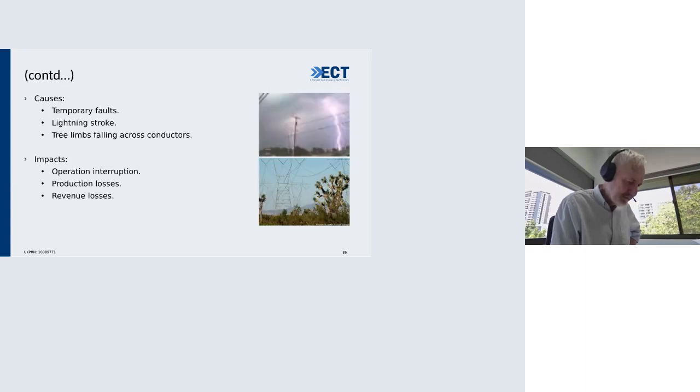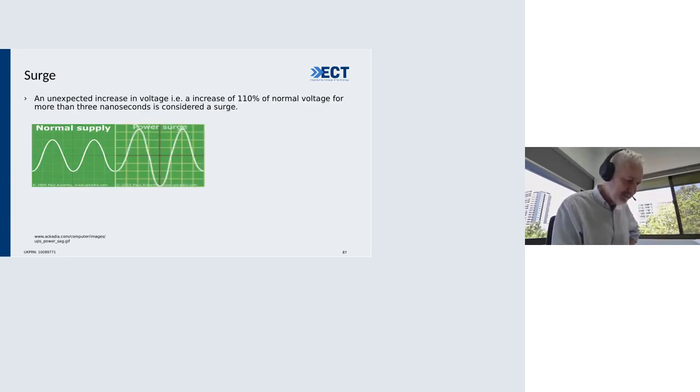Interruptions, you can get interruptions due to lightning strike, lightning stroke, temporary faults, tree limbs falling across conductors. These are pretty common. And the surge is an unexpected increase in voltage, 110%.